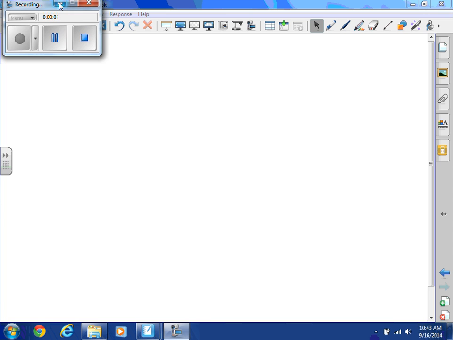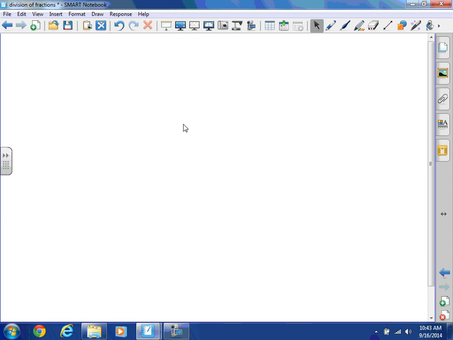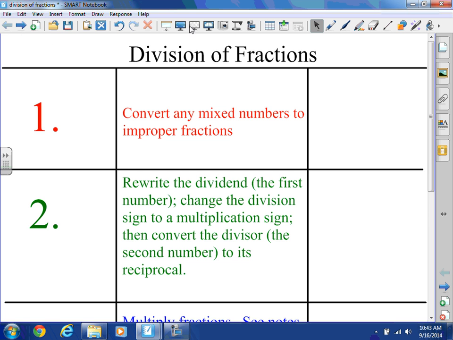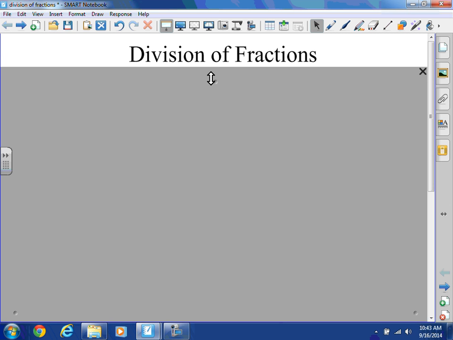Yesterday, you guys, we talked about multiplication of fractions. Today we're going to be talking about division of fractions. So please write the title, make sure it's in your table of contents.